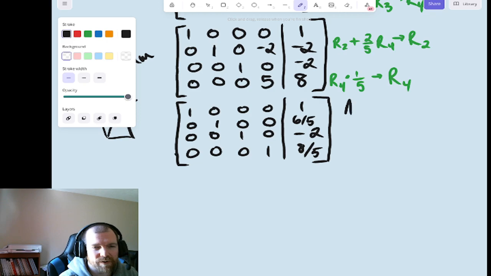So here we have A is going to be equal to 1, B is going to be equal to 6 fifths, C is going to be equal to negative 2, and D is going to be equal to 8 fifths.